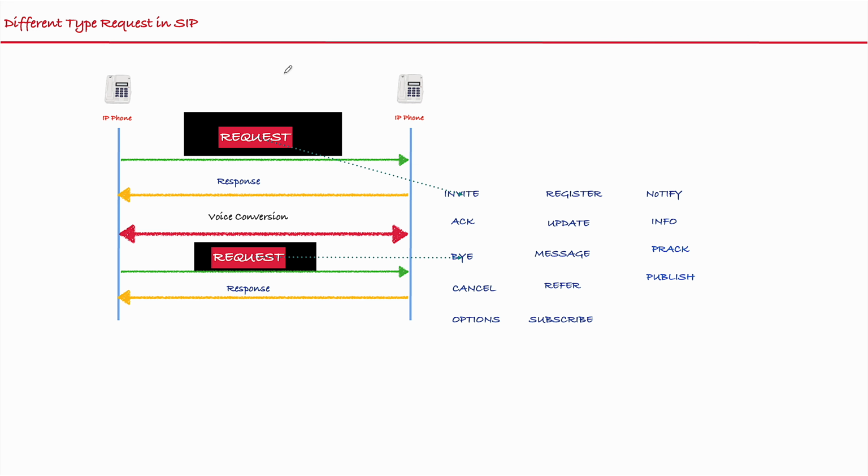As you know, the request is the message that is sent from client to server. So these requests are of different types. These are invite, acknowledgement, bye, cancel, options, register, update, message, refer, subscribe, notify, info, track, and publish. And each of the requests has its own functionality. Based on the requirement, the client generates these requests and sends them to the server.